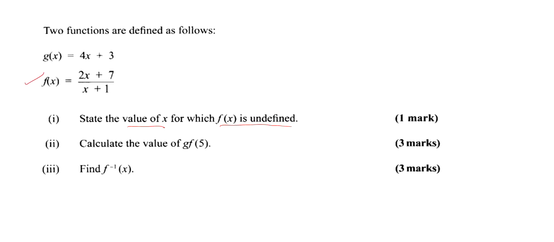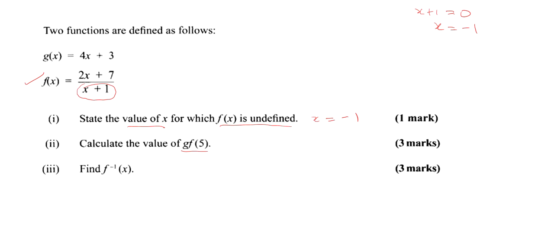Now this is the function f of x. So in order for the function to be undefined, this bottom piece here has to be equal to 0. So therefore, x plus 1 is equal to 0. Therefore, x is equal to minus 1. So the answer for the first part is x is equal to minus 1. Now they come and they ask you to find gf of 5.